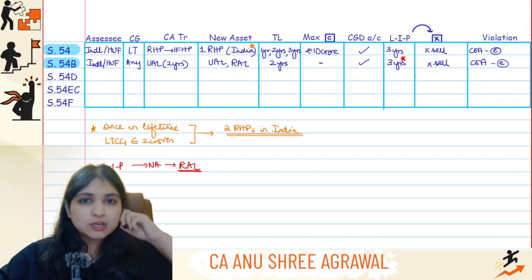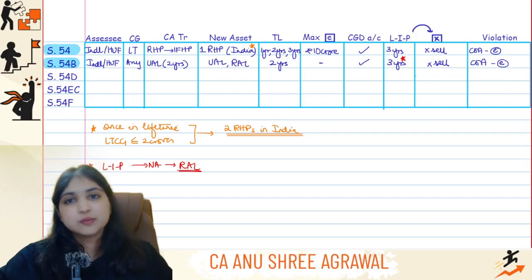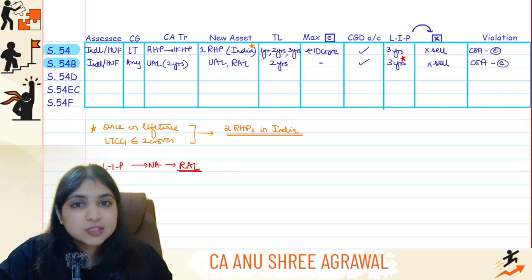No maximum exemption limit over here. CGT concept will apply. Lock-in period is 3 years. In 3 years, I should not sell away the new asset. If I sell, I will attack the cost of acquisition. From the cost of acquisition, I will subtract whatever exemption I have enjoyed. Okay. Now come to section 54D.